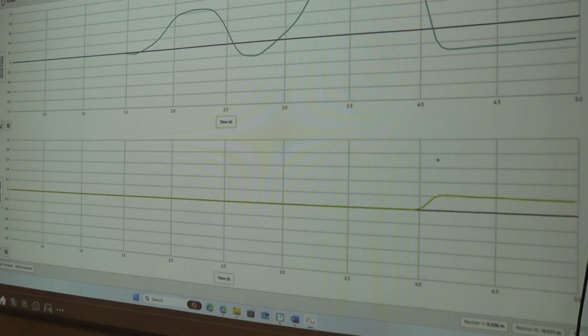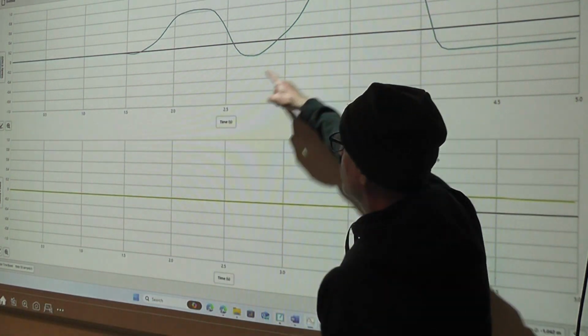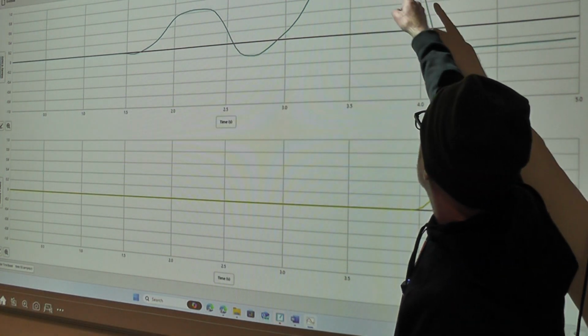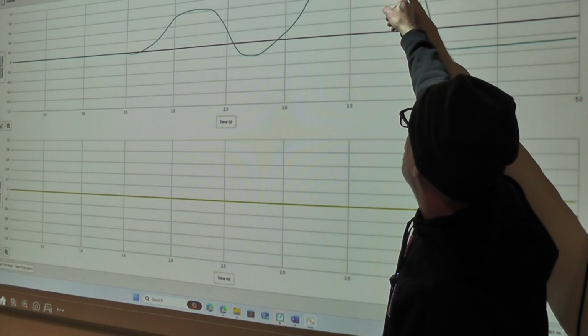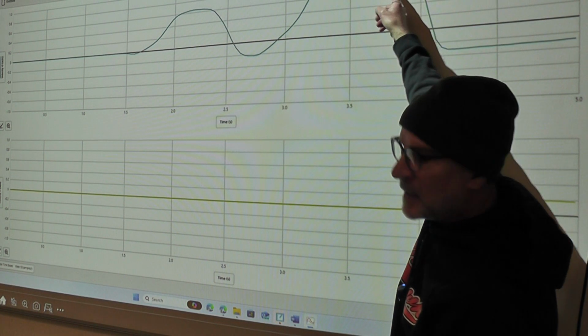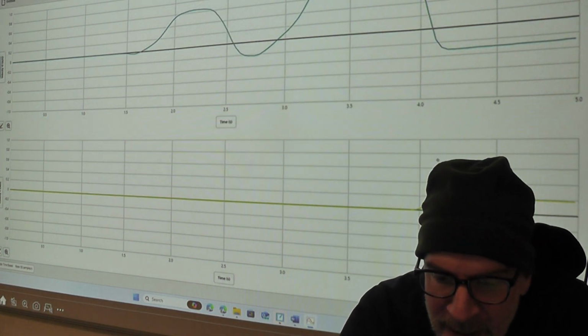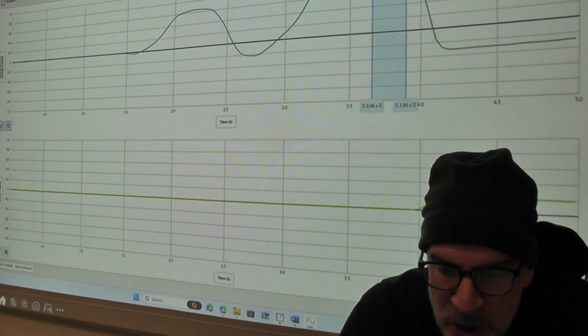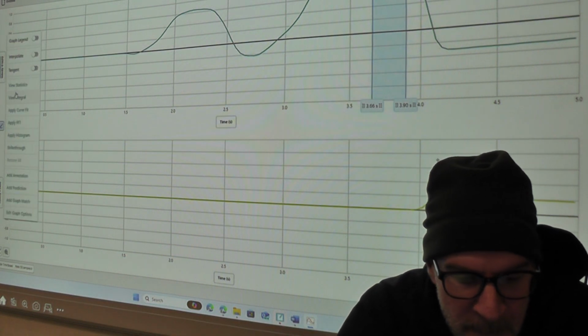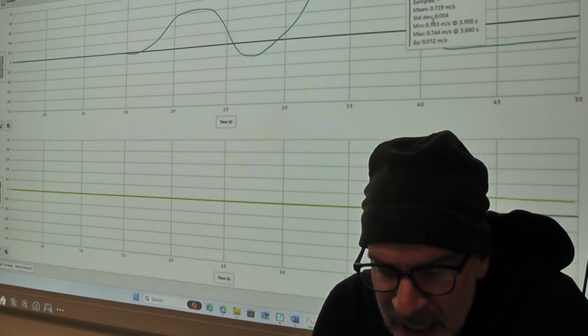That's pretty good. Let's go with that. So here's me moving the cart back and forth. Here's the collision. Right before the collision, my green cart had this velocity. If I highlight that and I choose statistics, it will tell me the average.